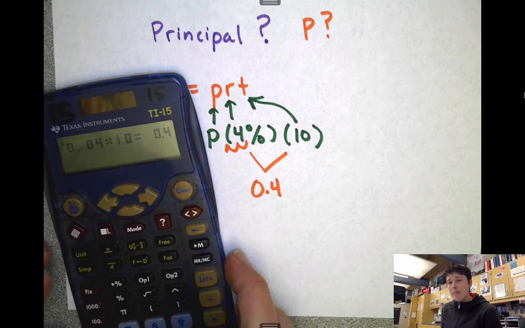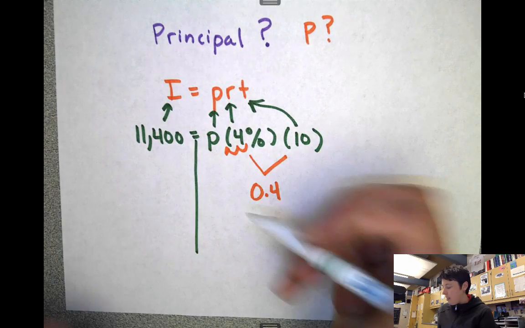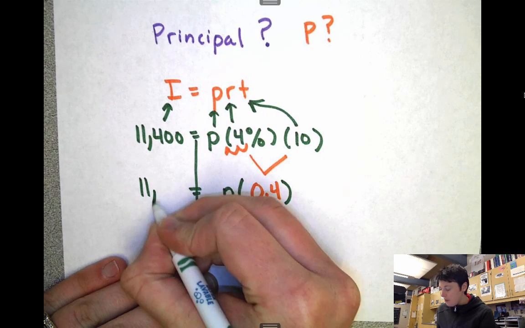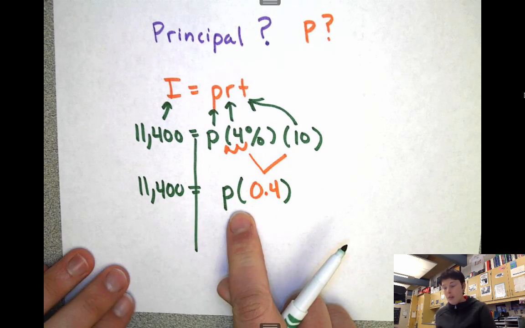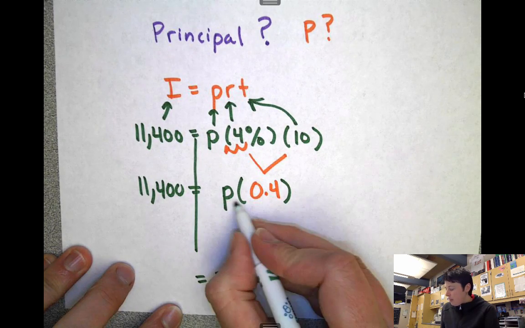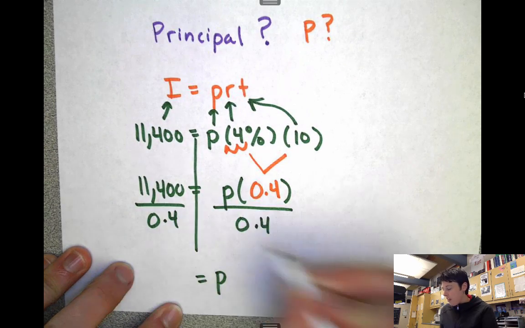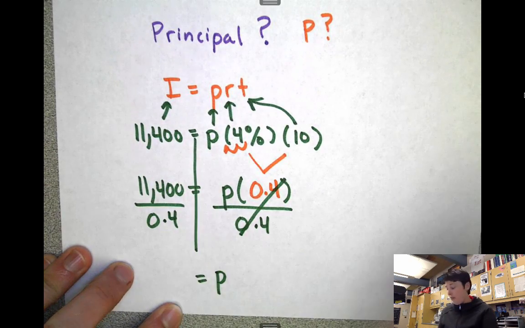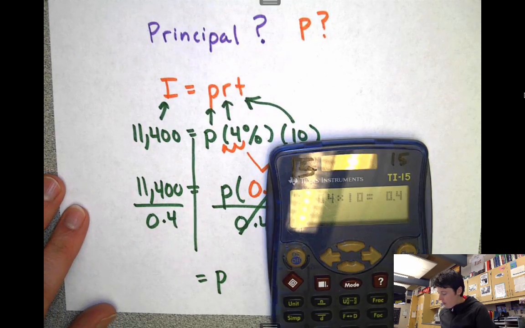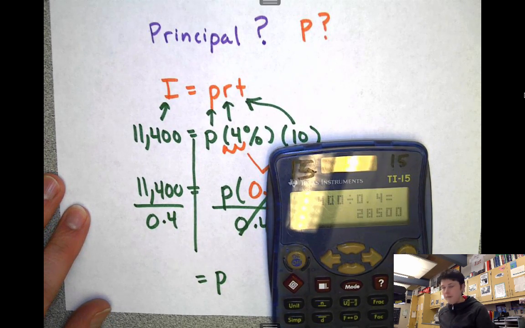So now that I have that piece figured out, I'm going to move the calculator here. What I really have is P times 0.4 equals the $11,400. So if I want to get P by itself, I want to know what the principal equals. That's what I'm trying to figure out. So undo this. If it's multiplication, let's divide it away. Divide by 0.4, divide by 0.4. That'll get rid of this piece that we don't want, and we'll have P all by itself. What is $11,400 divided by 0.4? Check that out.